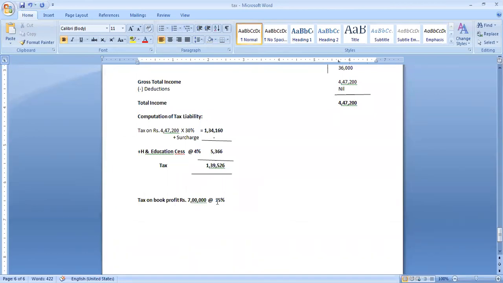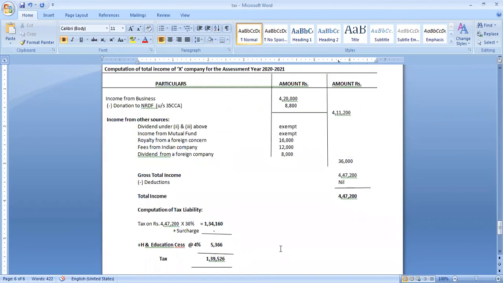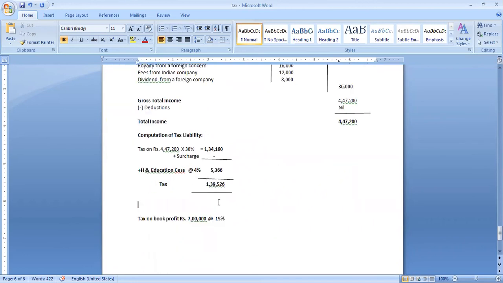On book profit, they will give. The actual profit, we will calculate, and on that, 30% at a fixed rate we are going to calculate. That you have to compare with this. On book profit, you have to calculate 15%. Now you see, what is the amount that comes? On 7 lakhs, 15%, please tell me. 1,05,000, sir.